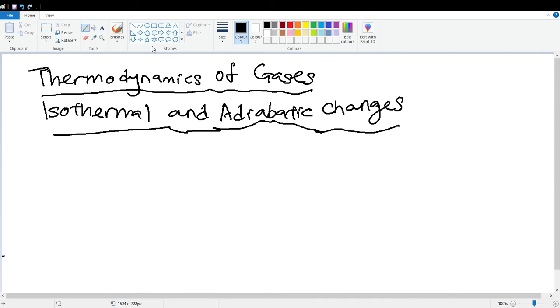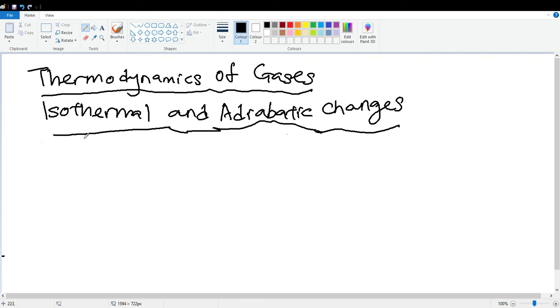Okay, so let's continue with our chapter on thermodynamics of gases. From the previous video, we stopped at the ratio of the specific heat capacity of one gas molecule at constant pressure to the specific heat capacity of one gas molecule at constant volume. So let's continue and go through the other subtopics.